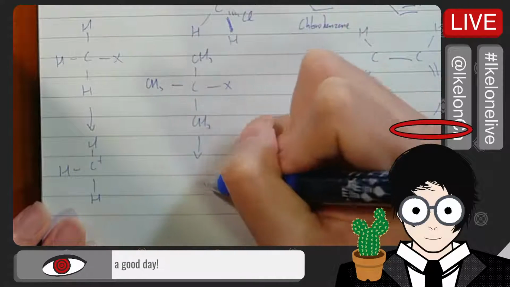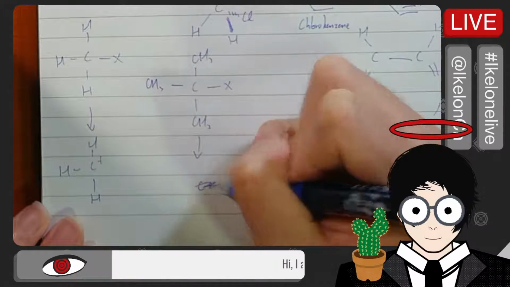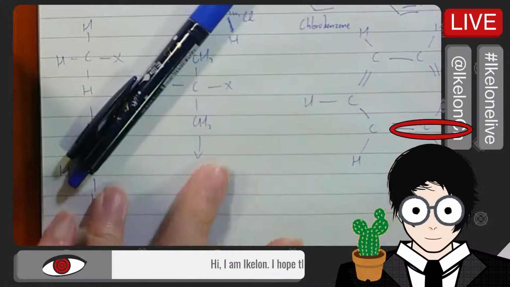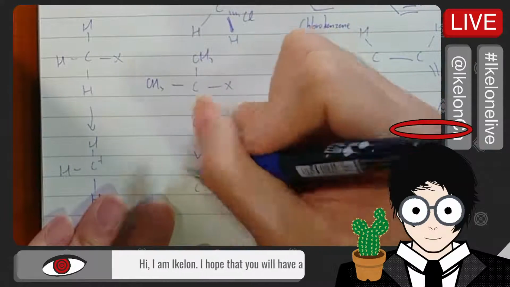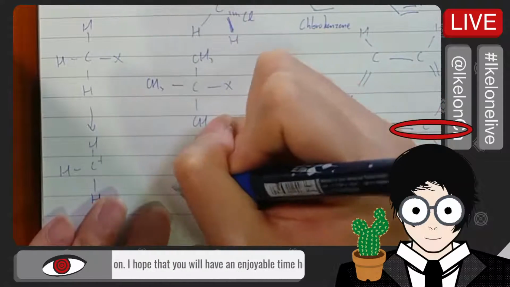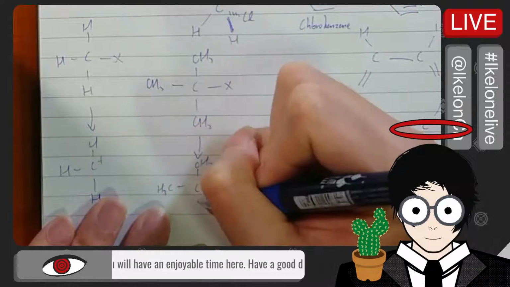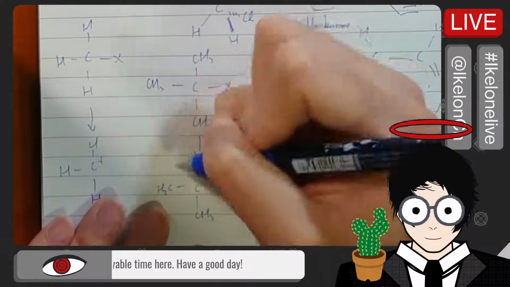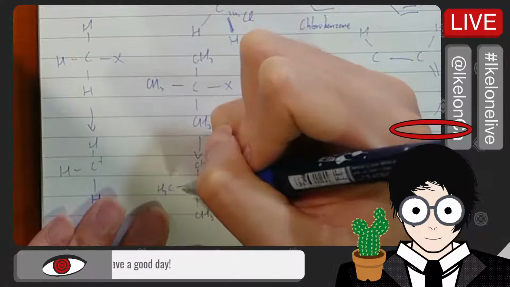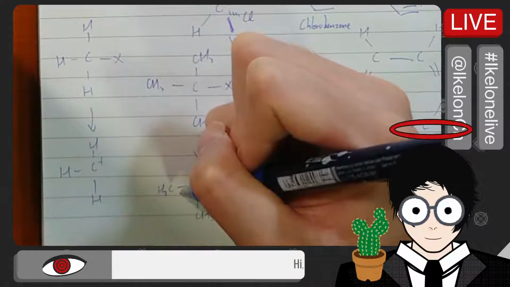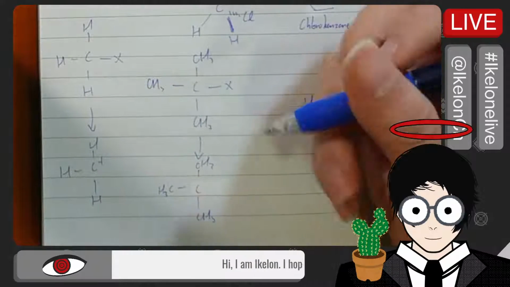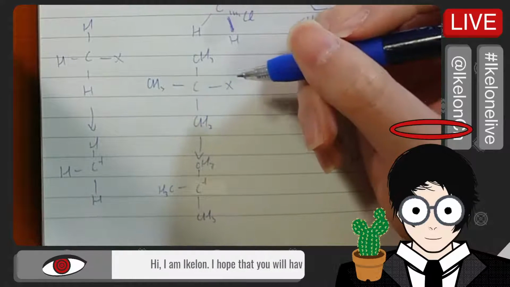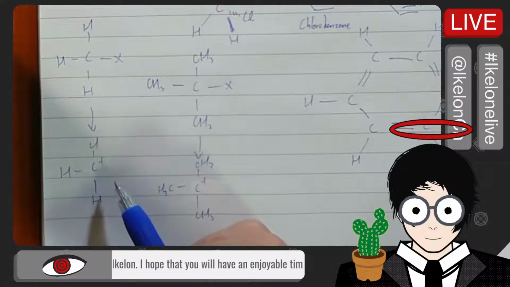And then it would form something like... oh wait, there's no X there. CH3, CH3, CH3. I think either one works, but this is better because it shows the C is directly bonded to the C. But anyway, what you notice is that both of them have a plus charge.